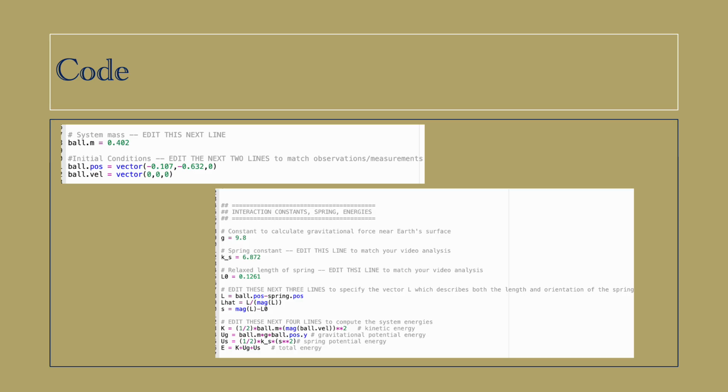So as we can see here, this is my code. The mass of the ball is equal to 0.402, and we have the initial position and initial velocity of the ball, and we have the gravitational constant, spring constant, and relaxed length of the spring. These were all calculated, and we also edit the next three lines to specify L hat and S, and also edit the next four lines to compute kinetic energy, gravitational potential energy, spring potential energy, and total energy.